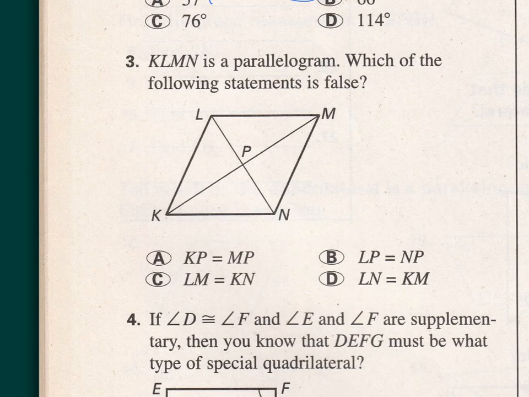In number 3, KLMN is a parallelogram. Which of the following statements is false? So you got to look at those statements, A, B, C, and D. Which one of those is false?